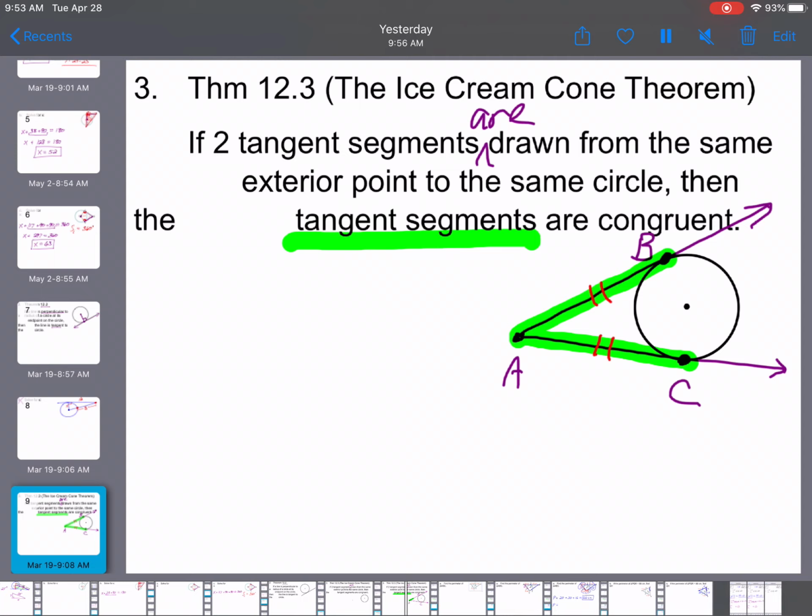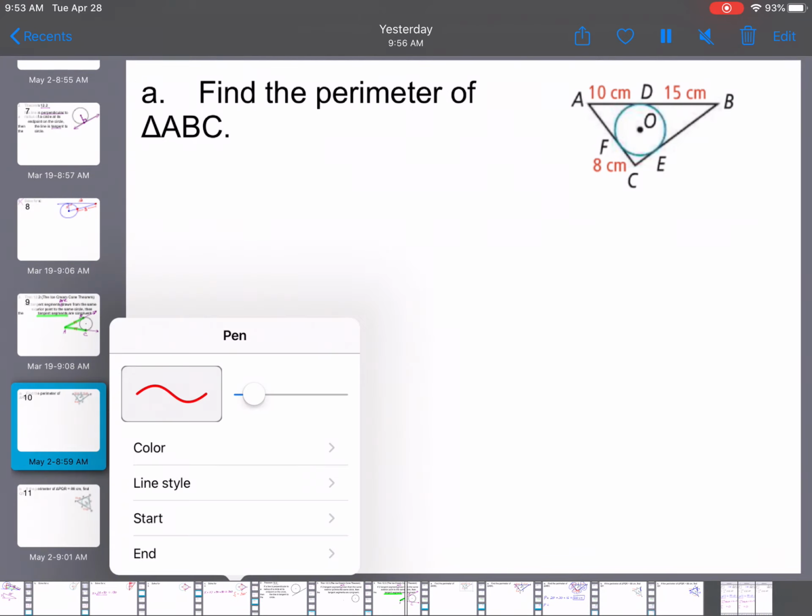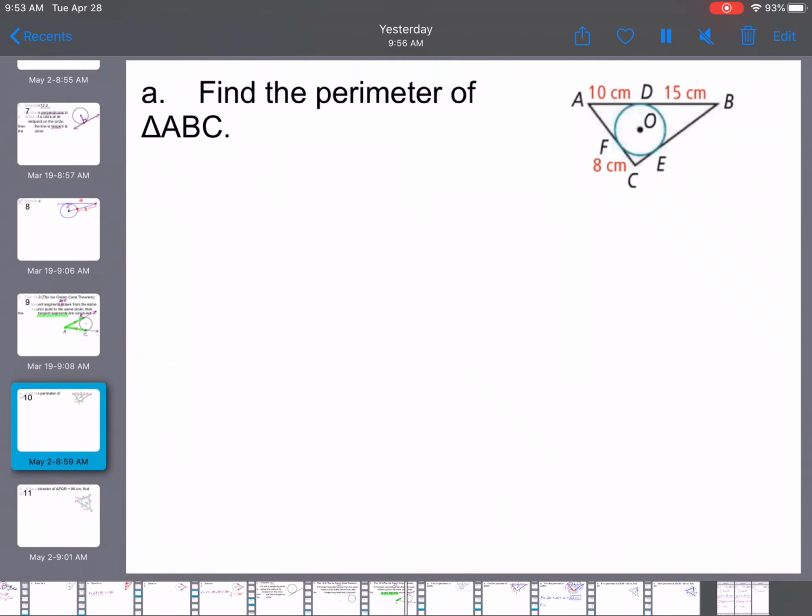Okay, so hopefully that's not too hard of a theorem to wrap your brain around a little bit. Wanted to do a couple of examples with you guys to show you what that thing looks like. So let's move on right here. Okay, so example 3A, we're going to try to find the perimeter of this triangle right here. So we've got triangle ABC, which kind of wraps around the circle right here that we had.